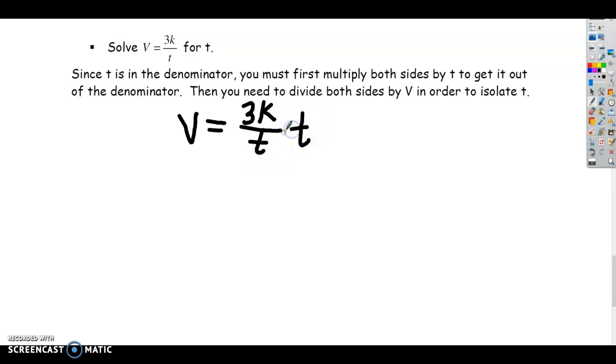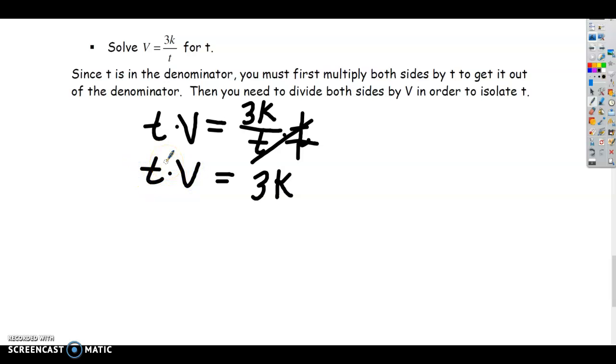So since t is in the denominator, the first thing you have to do is multiply both sides by t. You think, well, I'm not getting rid of t. I'm putting it over here with v, but you have to multiply by what's on the denominator. That's just the rules of math if you want it to go away. And we do want it to go away.